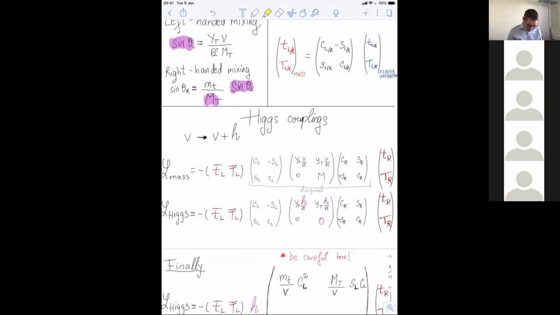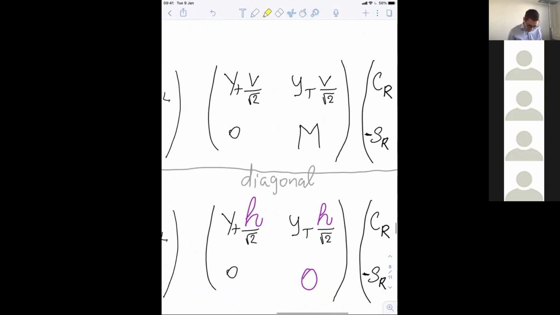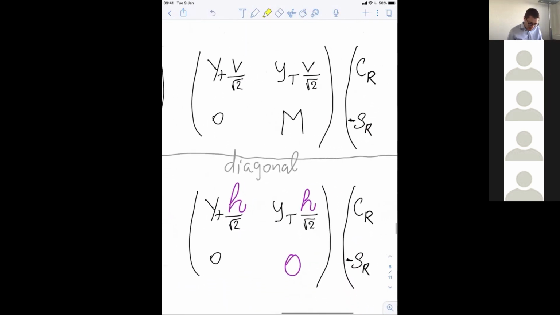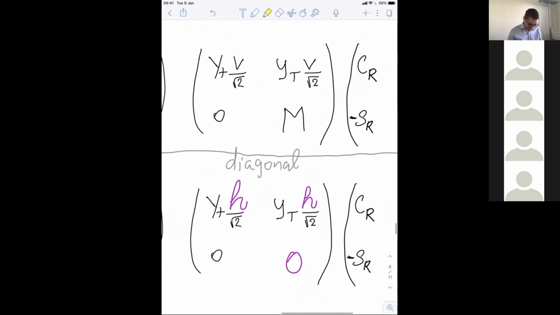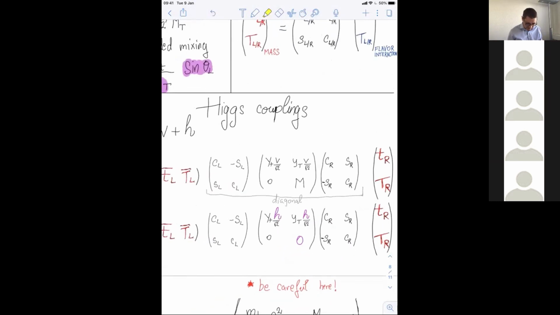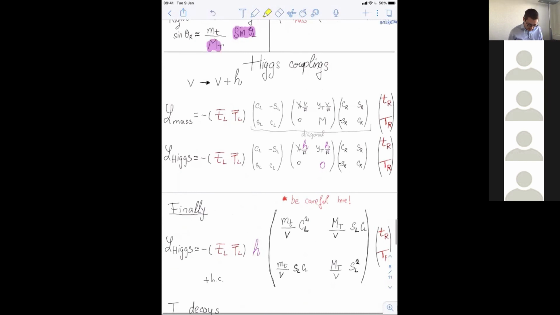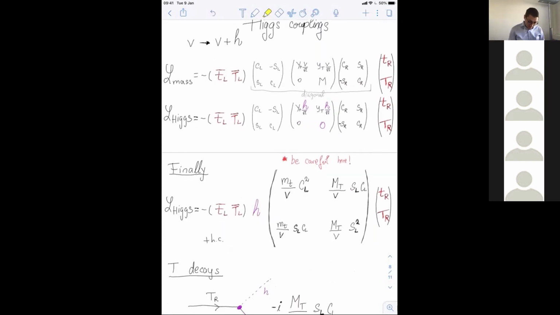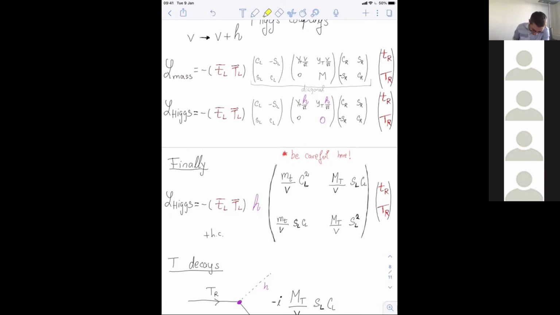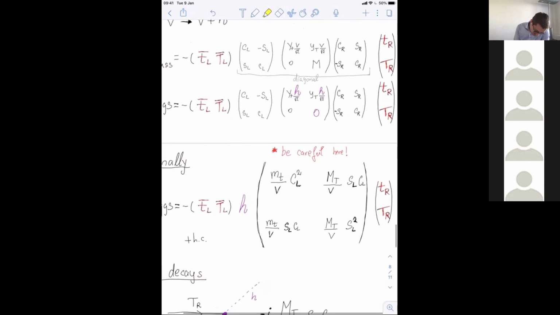But the Higgs couplings will come from the fact that I replace the vev with the Higgs. Okay. So now I have to do these rotations. I have to multiply the matrices to get the Higgs Lagrangian. And if you are going to repeat this, please be careful with these approximations. When you do the expansion in the angle, you have to be careful not to miss some terms which are of the same order. Okay. So in the end, what you get is this Lagrangian.